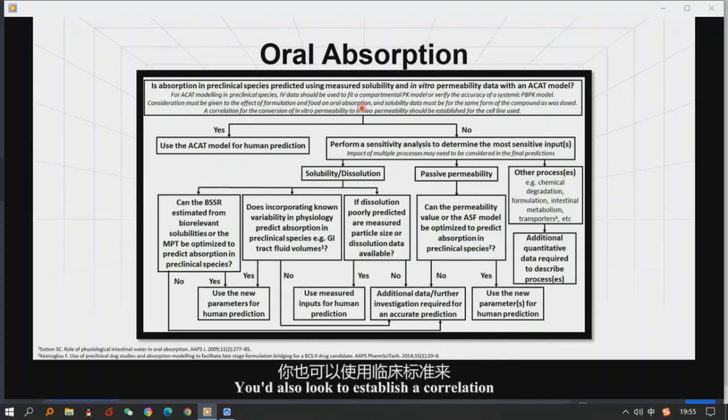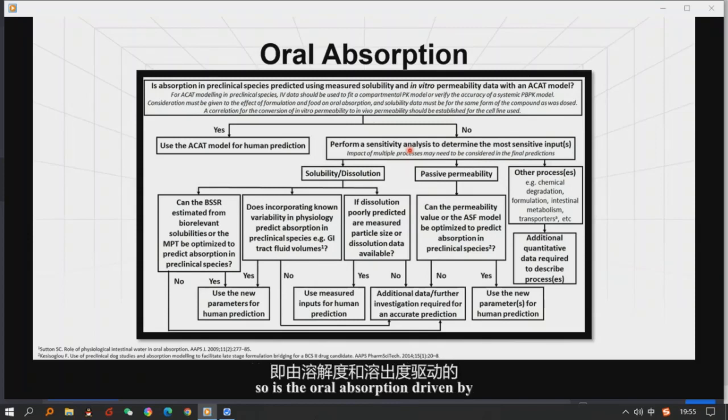You would also look to establish a correlation for the in vitro permeability assay with in vivo permeability using clinical standards. And so if the absorption is predicted in the preclinical species using the measured solubility and permeability data, you would then apply that methodology to predict for human. If it doesn't predict, then you would need to perform a parameter sensitivity analysis to determine the most sensitive input.